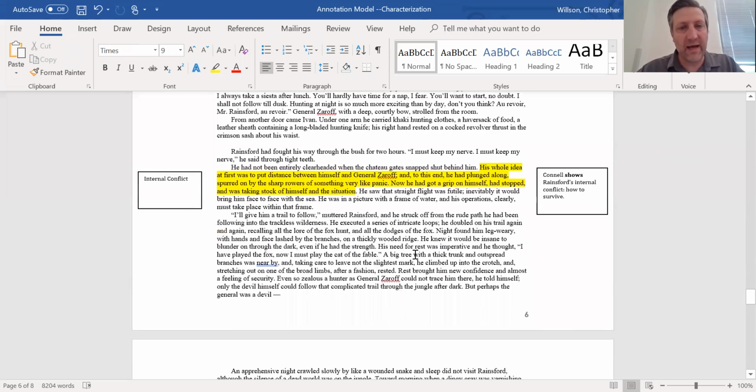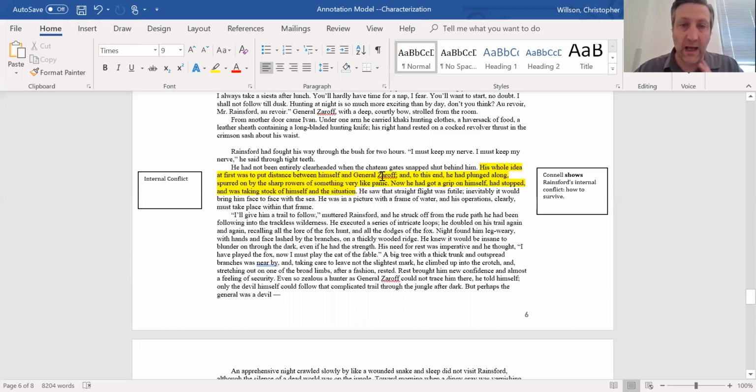Okay, now we have some internal conflict. "His whole idea at first was to put distance between himself and General Zaroff. And to this end, he had plunged along, spurred on by the sharp rowers of something very like panic. Now he got a grip on himself, had stopped, was taking stock of himself in this situation." So yes, we have some external conflict going on. He's trying to get away from Zaroff, because Zaroff wants to kill him. But now he is having some internal conflict. How is he going to survive? What is he going to do?